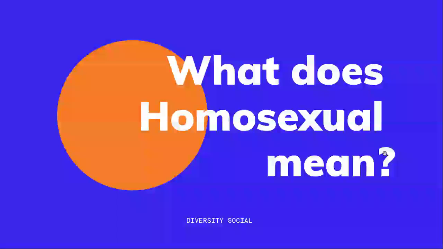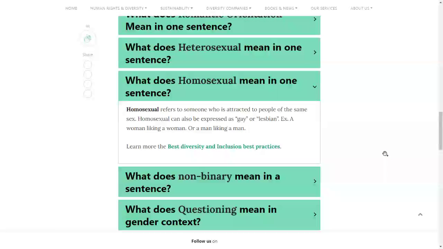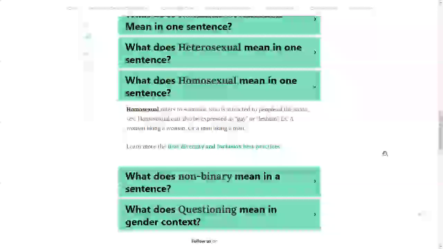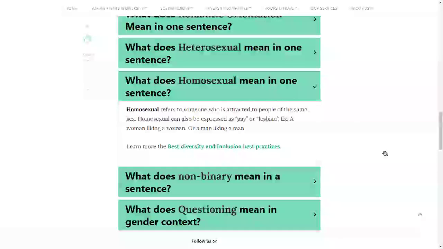What does homosexual mean? Homosexual refers to someone who is attracted to people of the same sex. Homosexual can also be expressed as gay or lesbian. For example, a woman liking a woman or a man liking a man.